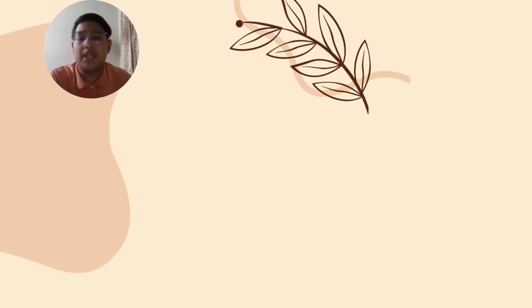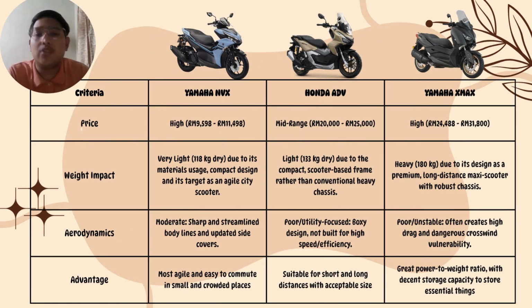Next is benchmarking. Here we have three motorcycles: the Yamaha NVX, the second one is the Honda ADV, and the third one is the Yamaha X-Max. For the price, the Yamaha NVX is around 9,600 ringgit to 11,500 ringgit. For the Honda ADV, it is around 20,000 ringgit to 25,000 ringgit. And for the Yamaha X-Max, it's a little bit higher, around 25,500 ringgit to 31,800 ringgit.